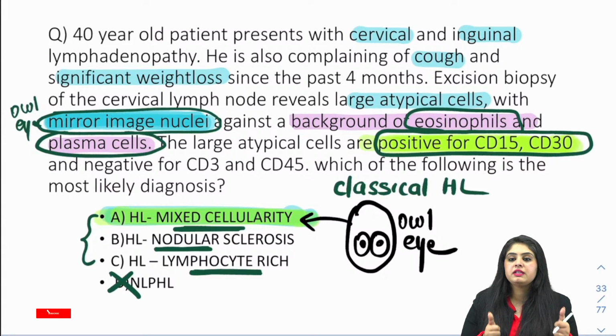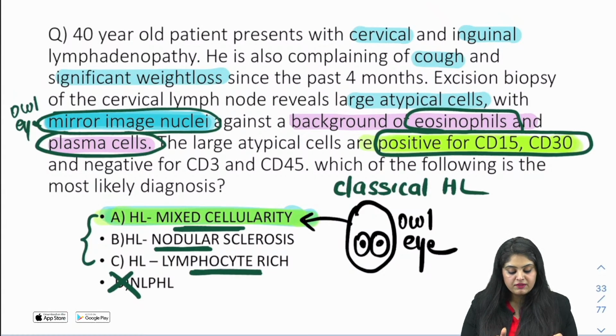So you are confident with lengthy questions also. So in Hodgkin's, whether a one-liner comes or a lengthy question comes or an image comes, we are probably prepared for everything. So what are we left with?